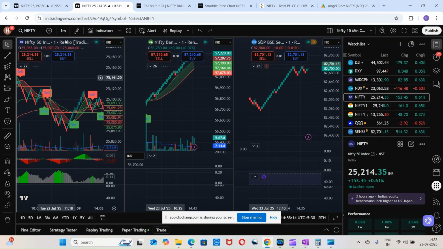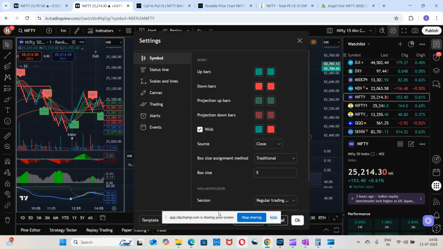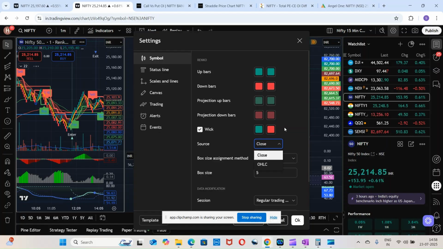Once you select the Renko charts, the other thing you need to do is open the settings and set the brick size. I opened the Renko chart for Nifty. If you see, there is source. Source has different things: close, open, high, low. If close is selected, that basically makes sure that the brick is formed, that's when the Renko block will form. So source is close, and there are different box sizes you can put.